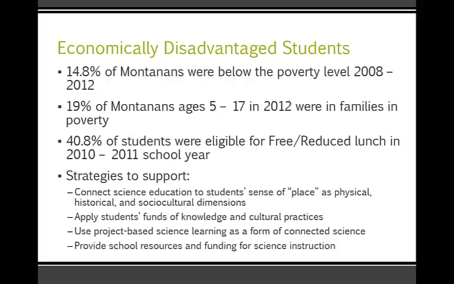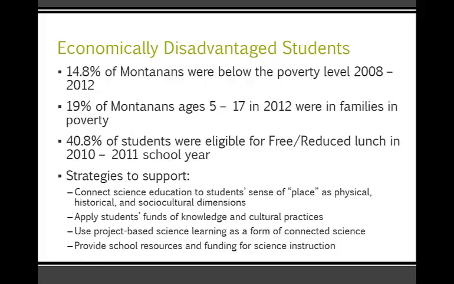40.8% of students were eligible for free and reduced lunch in the 2010-2011 school year. That means almost half of our students in Montana are coming from families where, based on just economic factors, it might be difficult to have healthy food at home. And unless they're coming in and taking advantage of that free and reduced lunch, they may be struggling with hunger issues. So, some key strategies to support economically disadvantaged students.